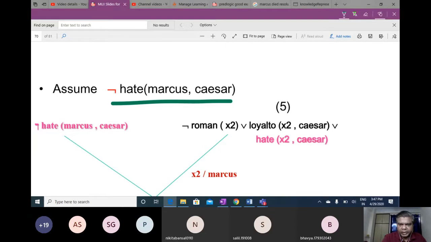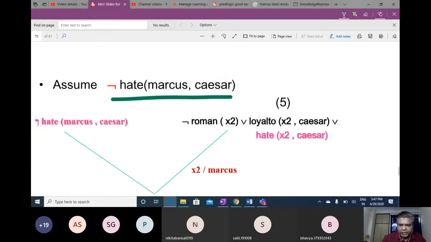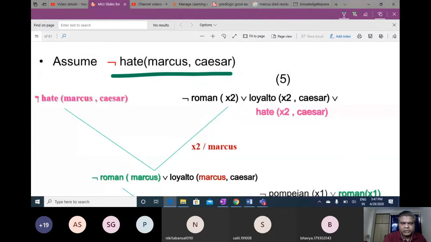So we have found this: not Roman x2 or loyal to x2 Caesar or hate x2 Caesar. Now, hate x2 Caesar and not hate Marcus Caesar, we will try to match them. So we will apply the unification algorithm here. Hate is the same, so we can continue. Marcus and x2: x2 is a variable, Marcus is a constant, so x2 can be replaced by Marcus. So we can use this substitution, x2 by Marcus, and we can match them.